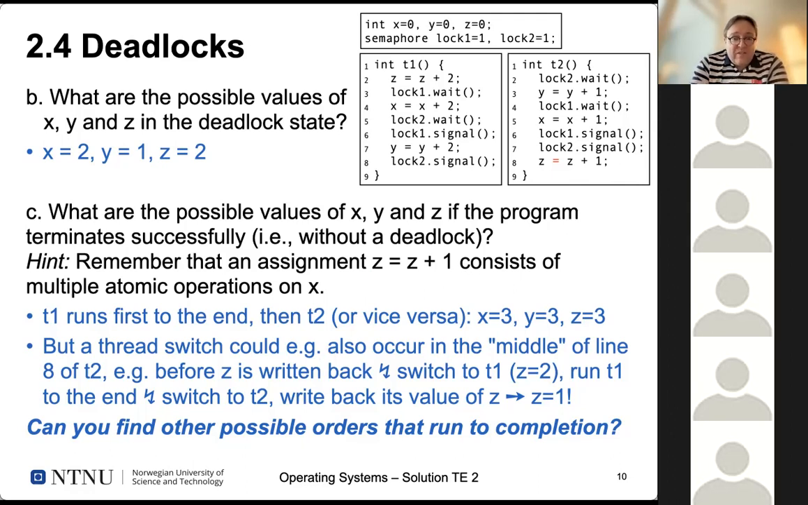That's only one of the cases. And if you're interested in figuring out more, can you find other possible orders that run to completion? And what are the values? I'm not giving all the details here, so that's something for you to think about. I think the idea should be clear here.